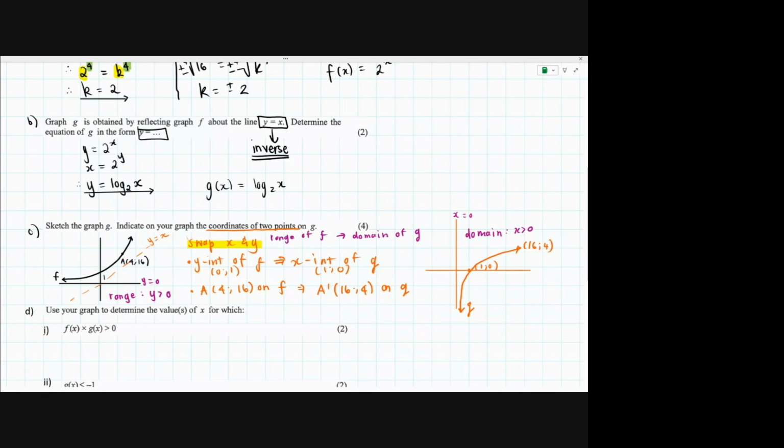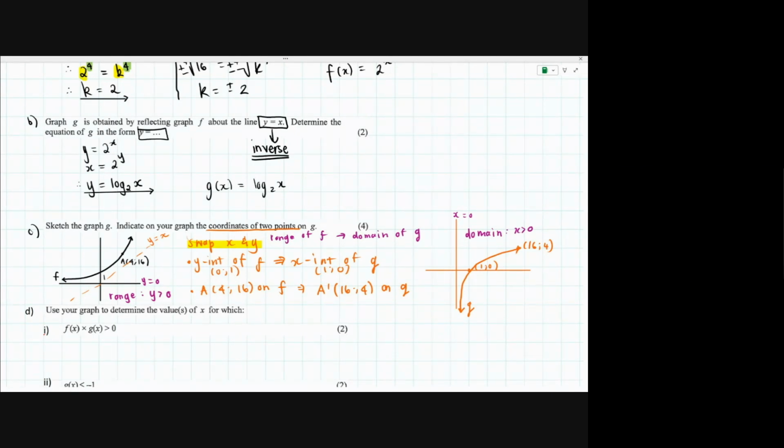And so honestly, if I was sitting in this exam, I probably would have asked you a question like this. What is the domain of g, or what is the range of f? Okay, so when you are looking at inverses, this idea of swapping is always important.